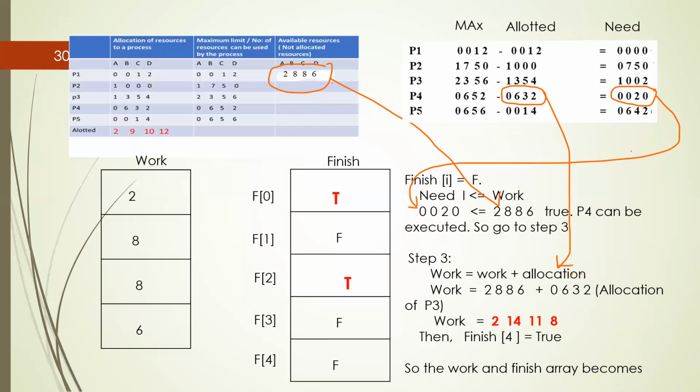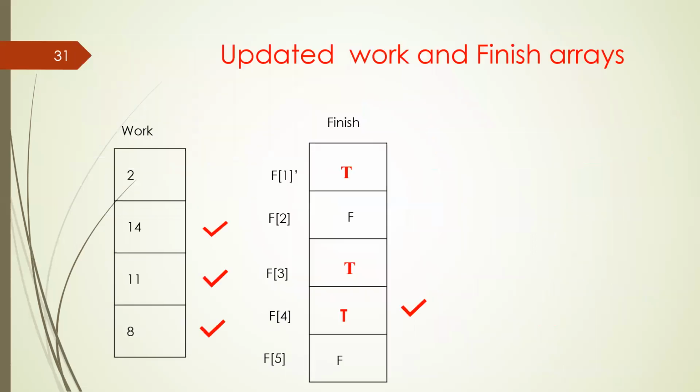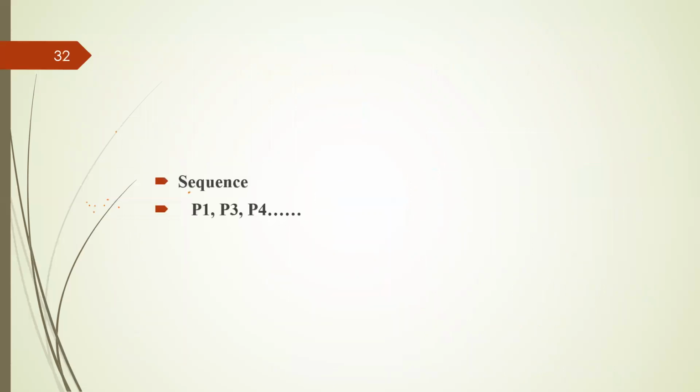So the work and finish arrays become, now see the work and finish arrays. Work array becomes 2, 14, 11, 8, and finish array becomes true, false, true, true, false. Okay. Now the sequence is P1, P3, P4.